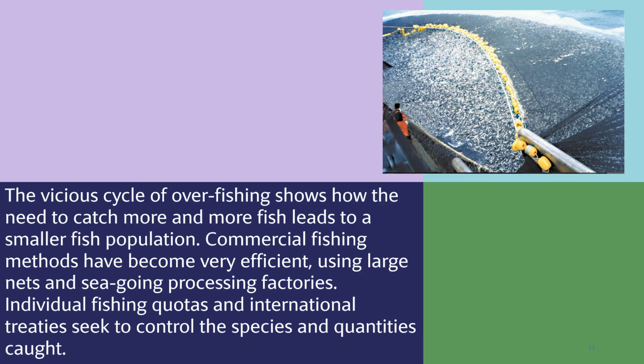The vicious cycle of overfishing shows how the need to catch more and more fish leads to a smaller fish population. Commercial fishing methods have become very efficient, using large nets and seagoing processing factories. Individual fishing quotas and international treaties seek to control the species and quantities caught.